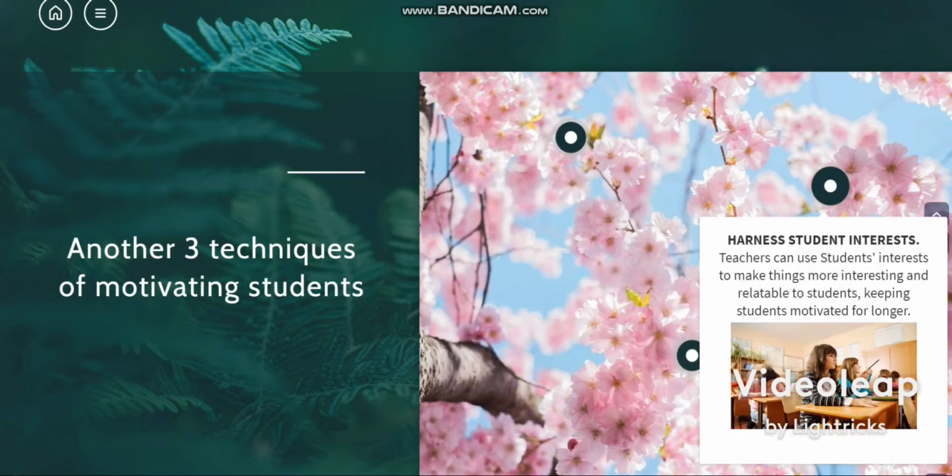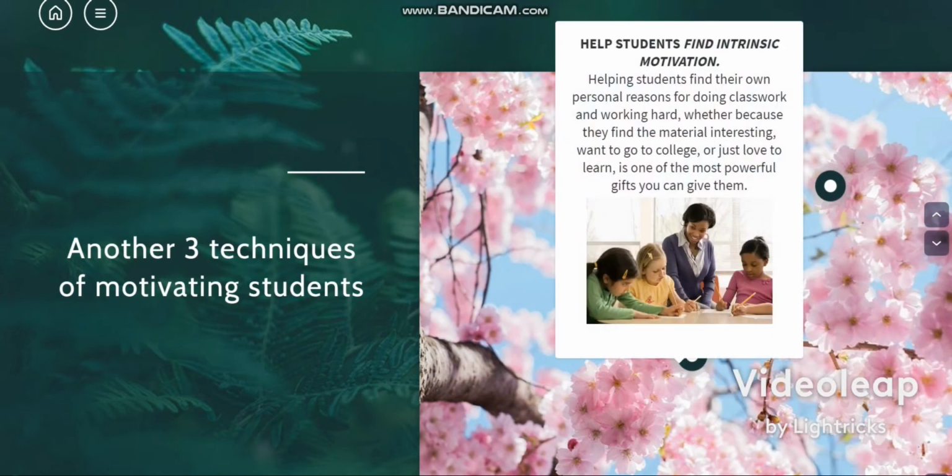Next is harness students' interests. Yeah, it's a continuation of the previous technique. Teachers can use students' interests to make things more interesting and relatable to students, keeping students motivated for longer. So, if a student is, for example, interested in something that other students are interested in too, it will be good for you to conduct the lesson.